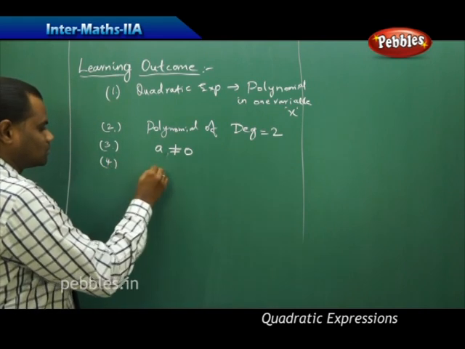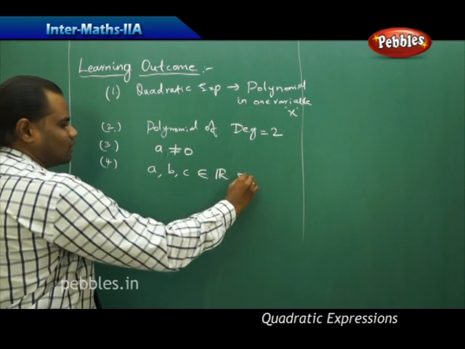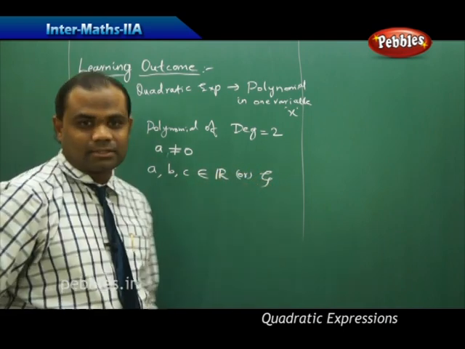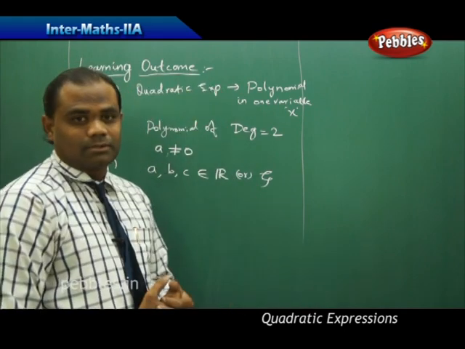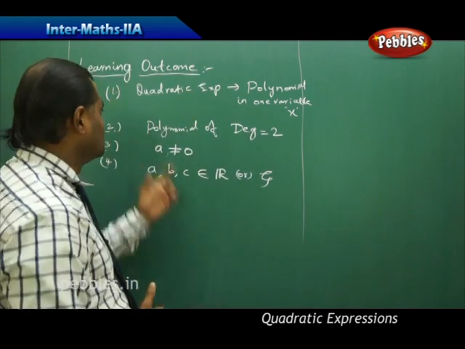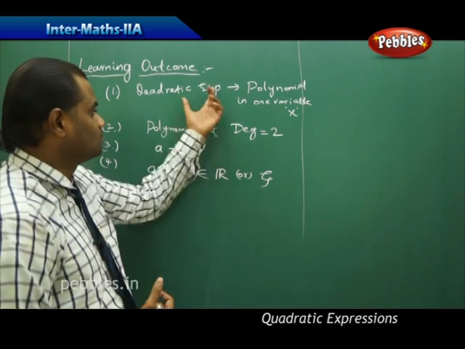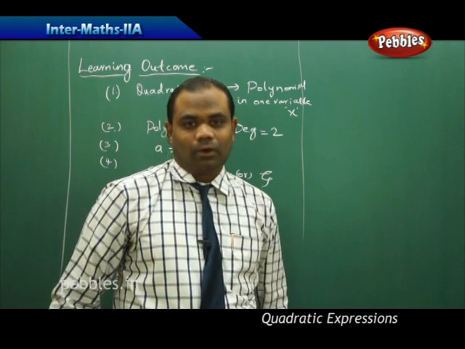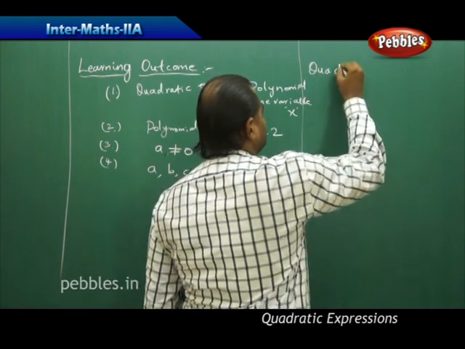And the fourth learning outcome is that all the constants must be either real or complex or imaginary numbers. So these are the various possible outcomes defined through quadratic expressions in standard form with all the properties. Now, let's take the definition of a quadratic equation.